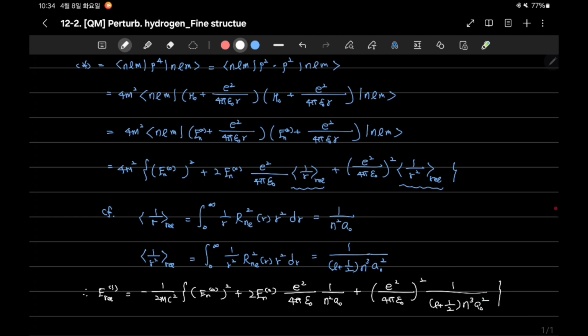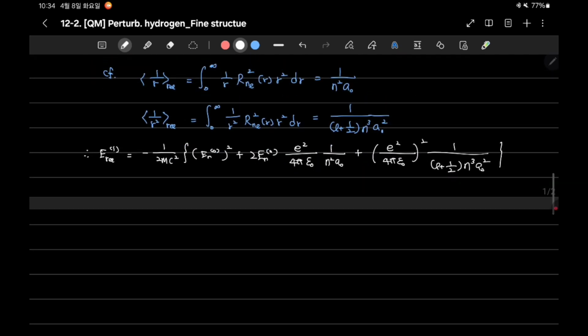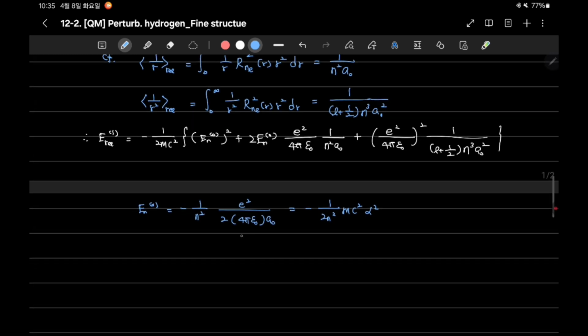Here, because we already know that En0 is minus 1 over n square times e square over 2 times 4 pi epsilon 0 a0, then it is minus 1 over 2n square mc square alpha square. From these two relations, we can make e square over 4 pi epsilon 0 correspond to a0 mc square alpha square.